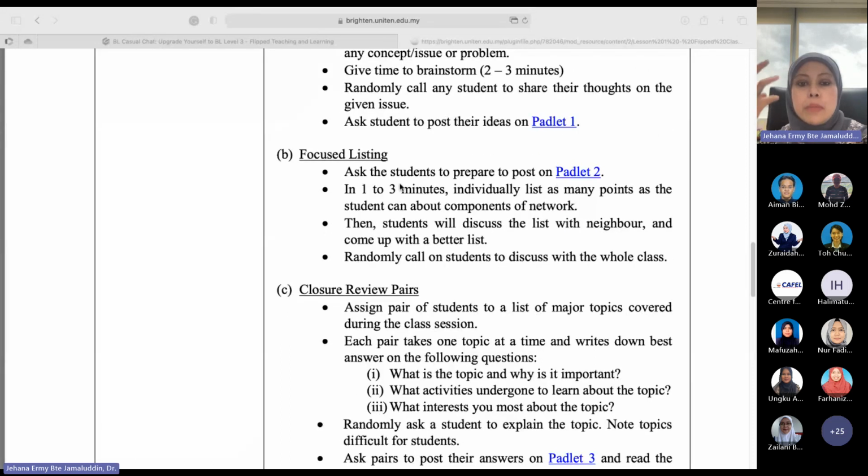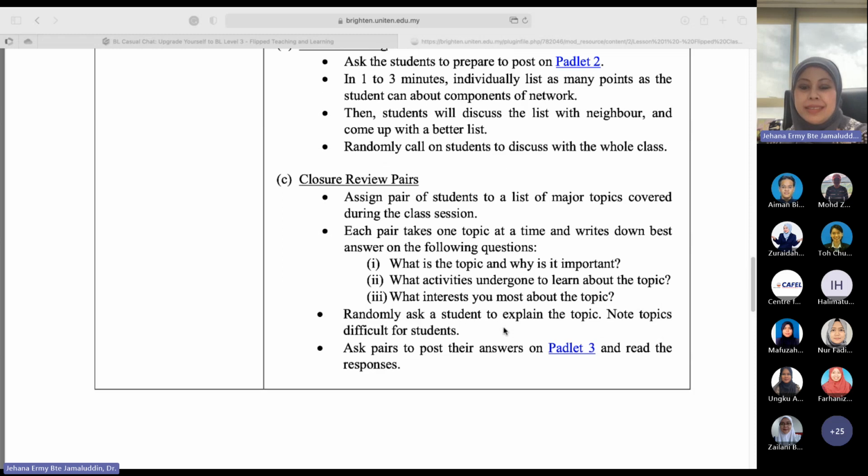So this is a type of active learning, because if you are interested, there are many. I did some review on active learning, but I'm not sure whether I can have another session. But let's see, okay? If I'm free, then I'm going to have another session. Focus listing. So you have this, and then in 1 to 3 minutes, do what. So this will be given to the students. And then closure, another Padlet.